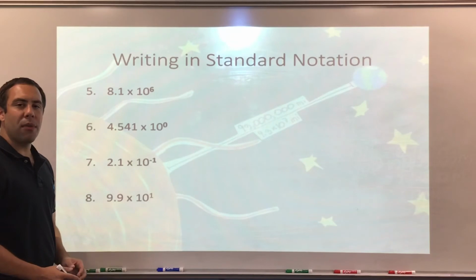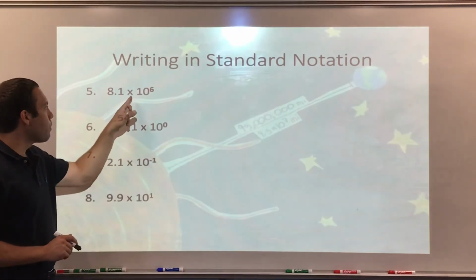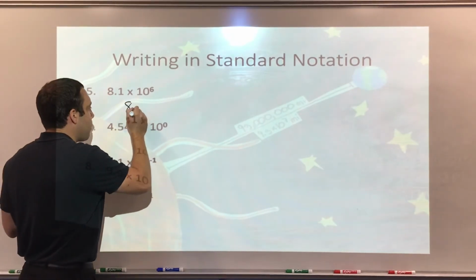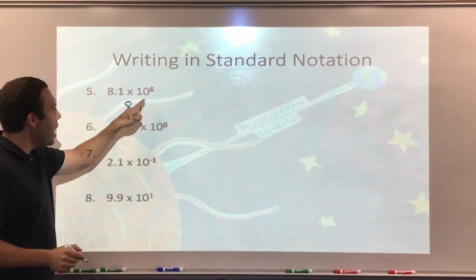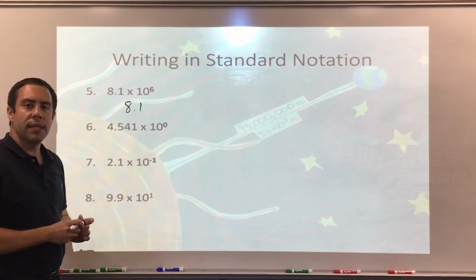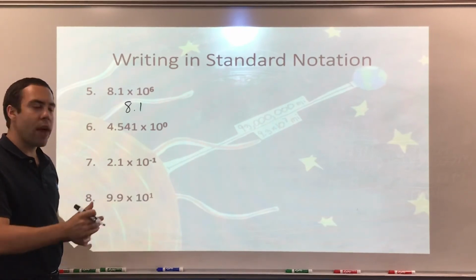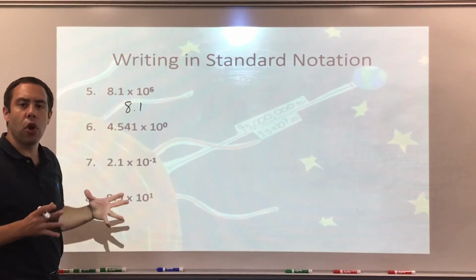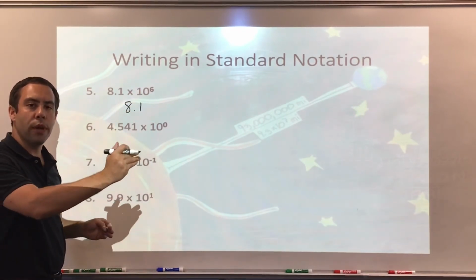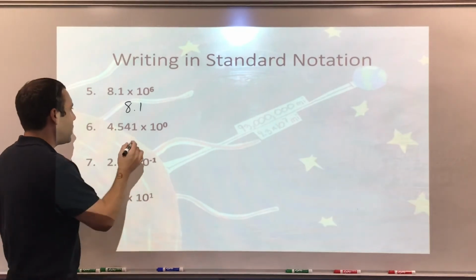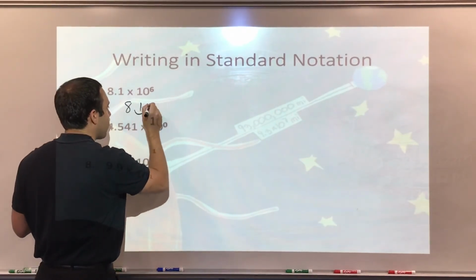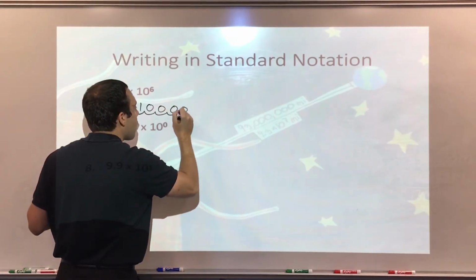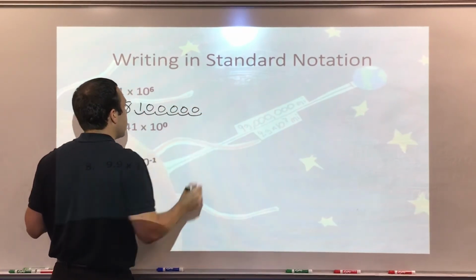For practice problem number 5, we have 8.1 times 10 to the 6th. Once again, rewrite the number, 8.1, and we're going to move the decimal point over 6 spaces to the right. 8.1 times 10 to the positive 6th is going to be a large number, so we move the decimal point to the right 6 times. 1, 2, 3, 4, 5, 6.